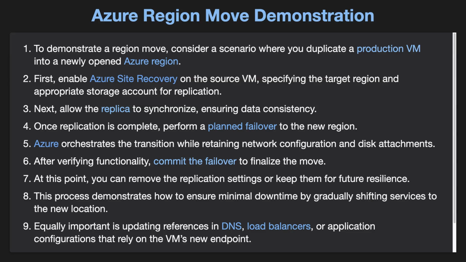This process demonstrates how to ensure minimal downtime by gradually shifting services to the new location. Equally important is updating references in DNS, load balancers, or application configurations that rely on the VM's new endpoint. By following these steps, critical workloads remain accessible while extending your infrastructure's geographic reach.